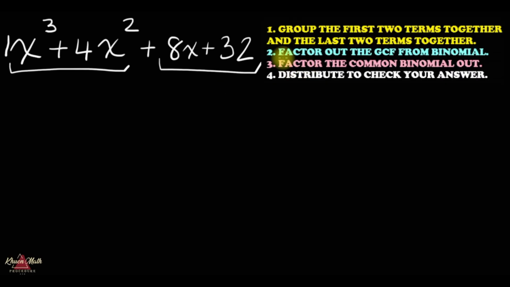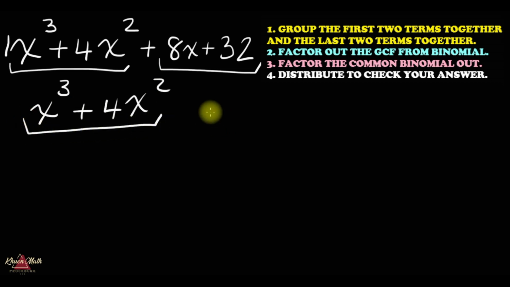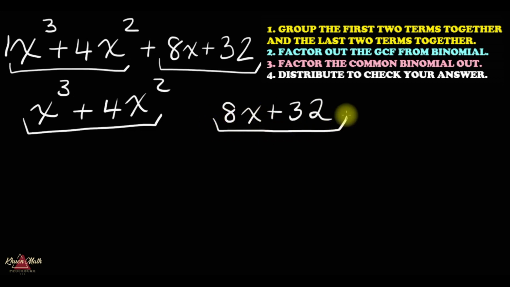So here's the procedure. Step 1 is to group the first 2 terms and then the last 2 terms. So we're going to take the first 2 terms and make it into a group: x cubed plus 4x squared. And then we're going to do the same with the last 2 terms, make that into another group: 8x plus 32. Okay, so that's step 1.